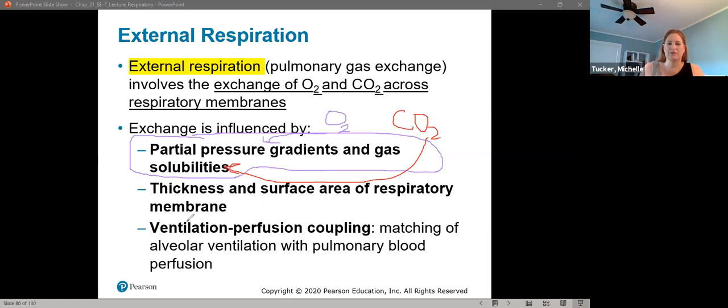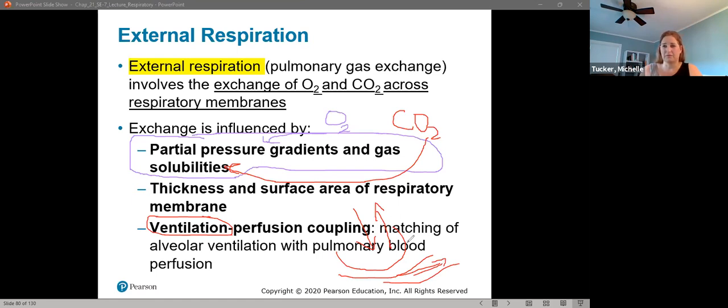Ventilation perfusion coupling. We have an alveolus, and it is getting an exchange of oxygen and carbon dioxide due to ventilation. Perfusion is how fast the blood cells in the blood are passing by this respiratory membrane. So if you were breathing slowly, even slow and deep, and you were also exercising and making the blood go by really, really fast, that would decouple the system.